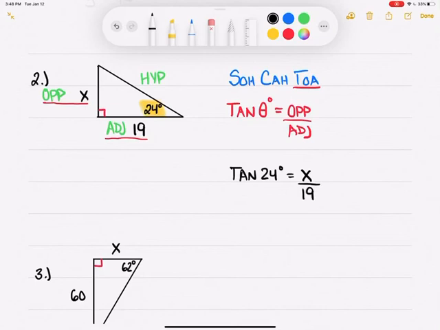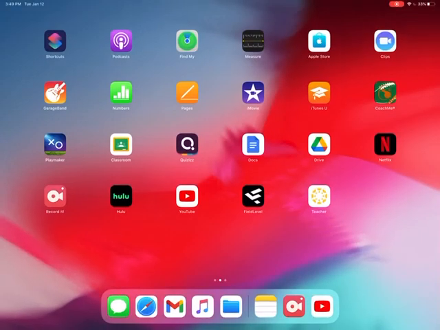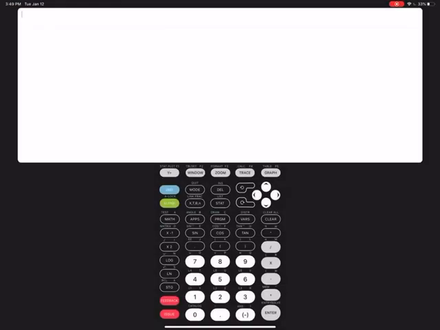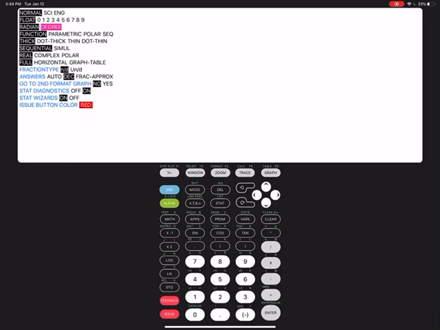Now my job is obviously to solve for x, and I would do that by multiplying both sides by 19. So I know that x equals 19 times the tangent of 24 degrees. Now, we need to give this as an actual numbered answer. So let's go ahead and do that. So we're going to get our calculator. And we're going to check to make sure that our mode is in degree.